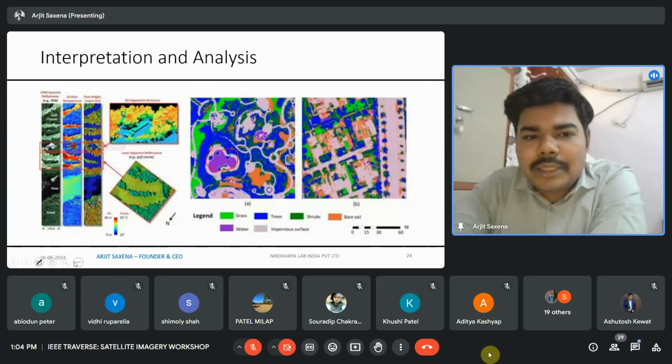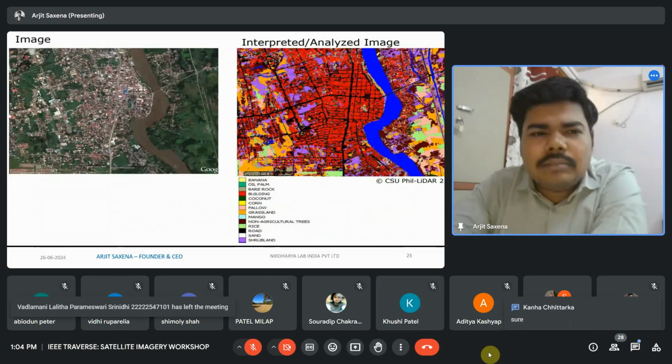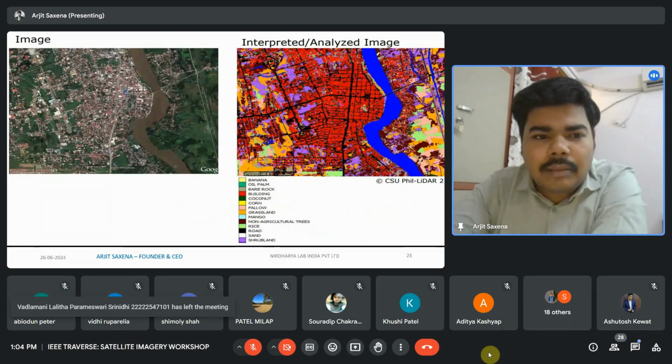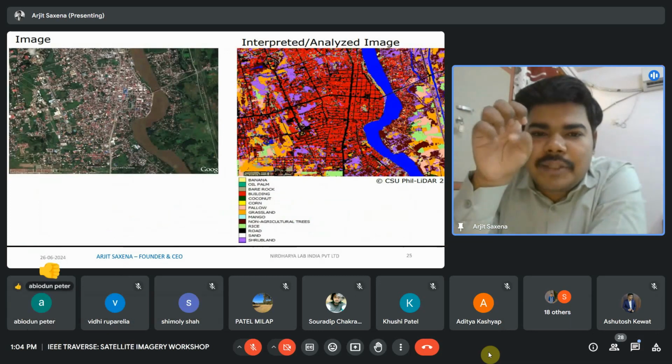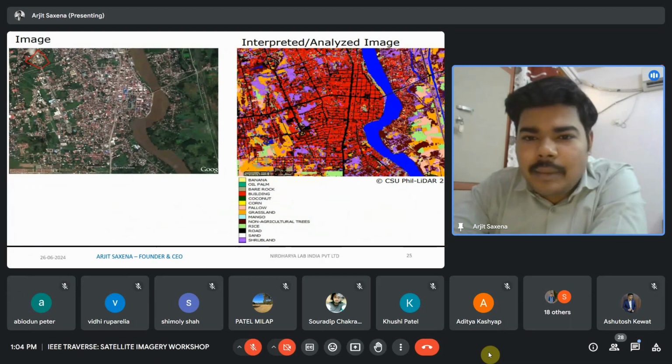So this is how you read data. Further, this is a different thing, like a very compressed image. This is the same image. This is a ring road again, which you are seeing.